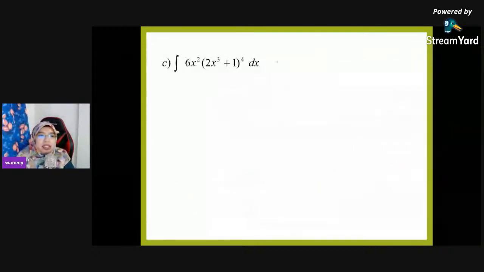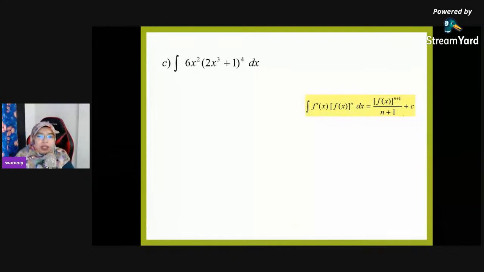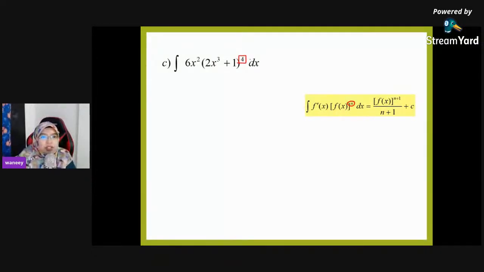Okay, so we got 6x squared, 2x cubed plus 1 to the power of 4 dx. So we're going to see if we can fit them into this formula. Okay, so we're going to refer something with a power first. That one will become our fx. So this is something that has a power, a function with a power. So let's say this is our fx. So if fx is 2x cubed plus 1, have a guess. If you differentiate 2x cubed plus 1, can you get 6x squared?